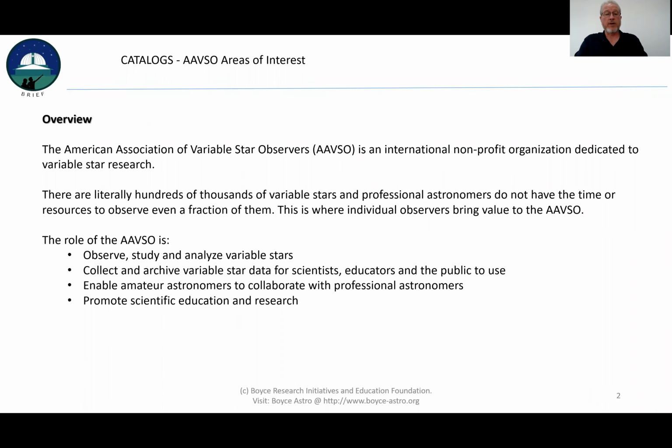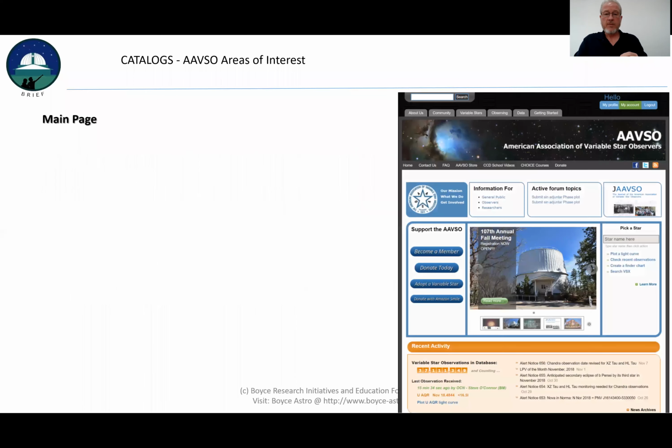The role of this organization is to observe, study, and analyze variable stars, collect and archive variable star data for scientists, educators, and the public to use, enable amateur astronomers to collaborate with professional astronomers, and promote scientific education and research. This video is going to walk through a number of pages. You're welcome to watch it and come back and review the video and pause it on certain areas or cross-check it with your browser using the aavso.org URL.